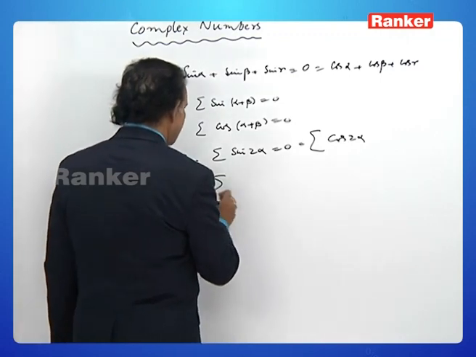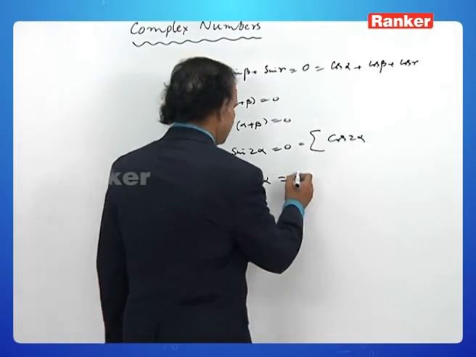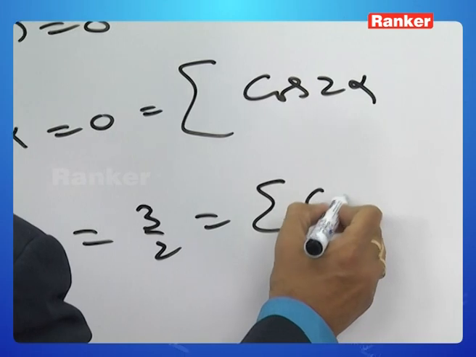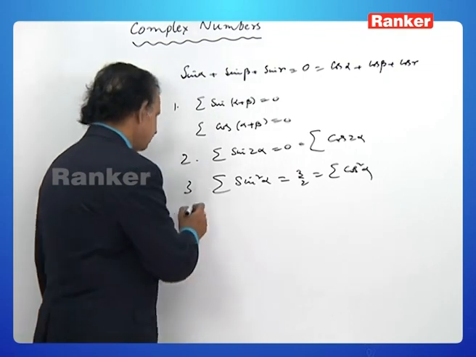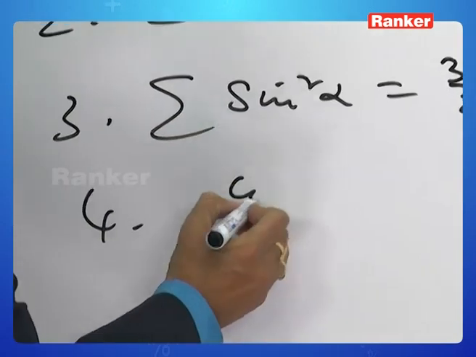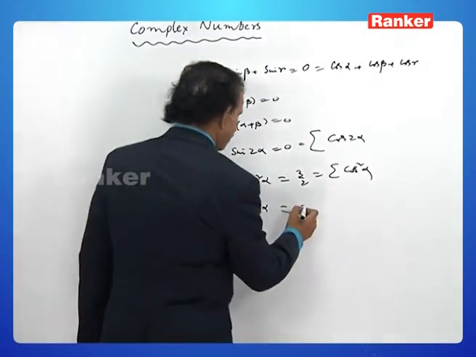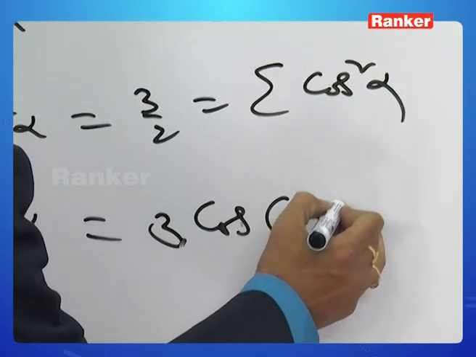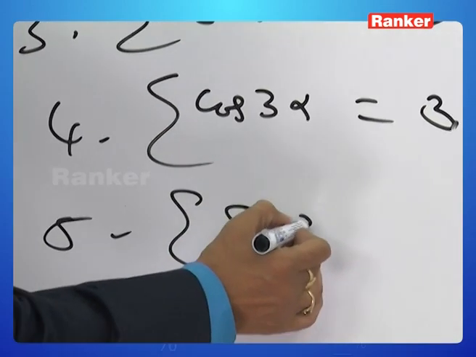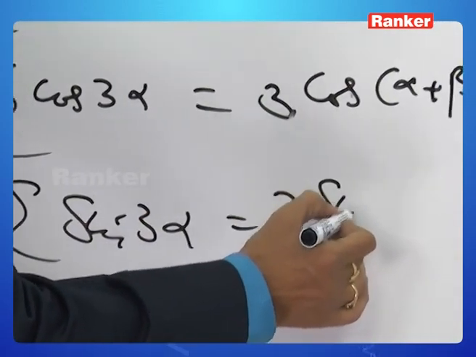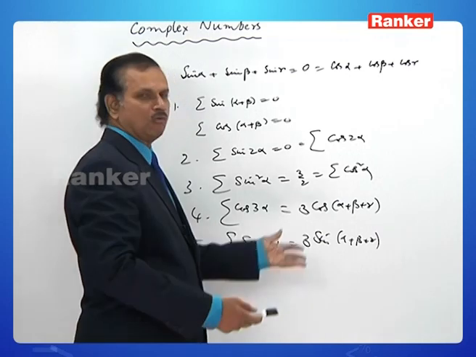Another, sigma sin square alpha, that is sin square alpha plus sin square beta plus sin square gamma, is equal to 3 by 2, which is equal to sigma cos square alpha, that is cos square alpha plus cos square beta plus cos square gamma. Another thing you can derive is cos 3 alpha plus cos 3 beta plus cos 3 gamma is equal to 3 into cos of alpha plus beta plus gamma. And similarly, sigma sin 3 alpha can be taken as 3 into sin of alpha plus beta plus gamma. Like that, you can have so many such things.